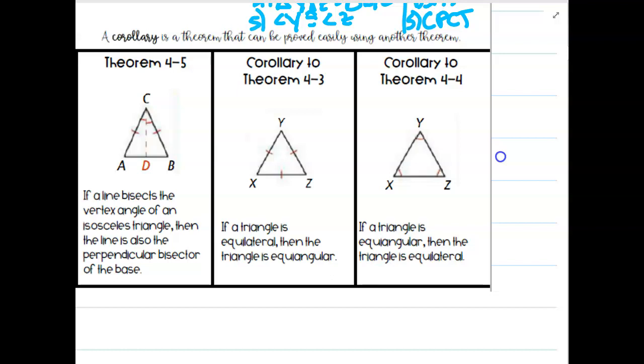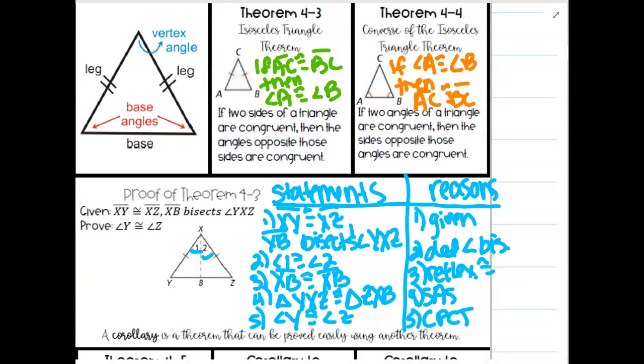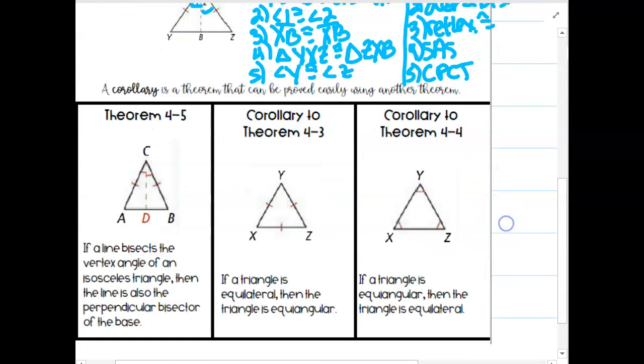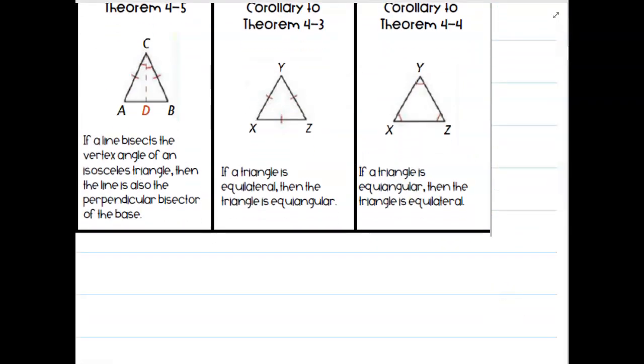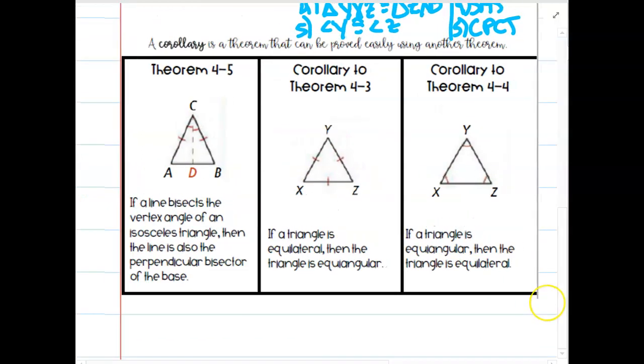Okay? And then corollary to theorem 4-4, theorem 4-4 says if you have two congruent angles, the opposite sides are congruent. The corollary to Theorem 4-4 says if you have three sets of congruent angles, the opposite sides are also congruent as well. Okay, so we have all of those things to enjoy. Any questions on any of that?